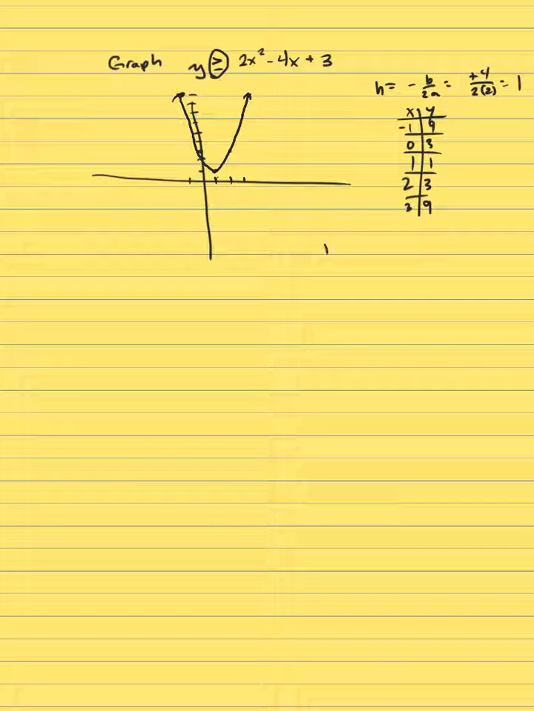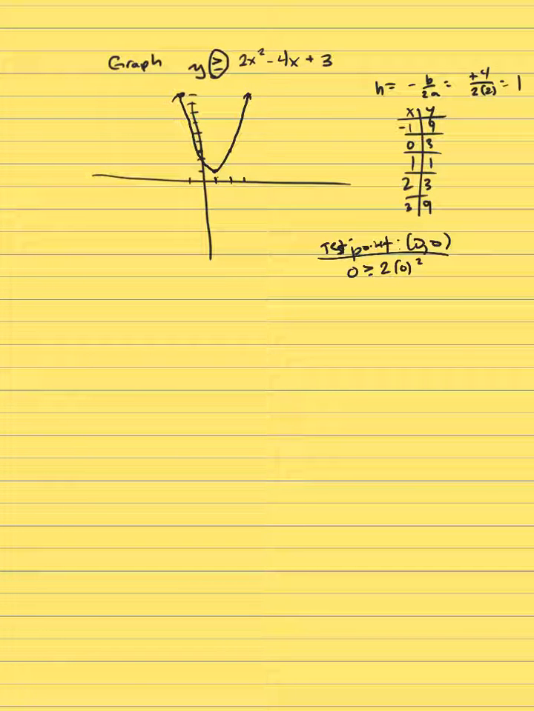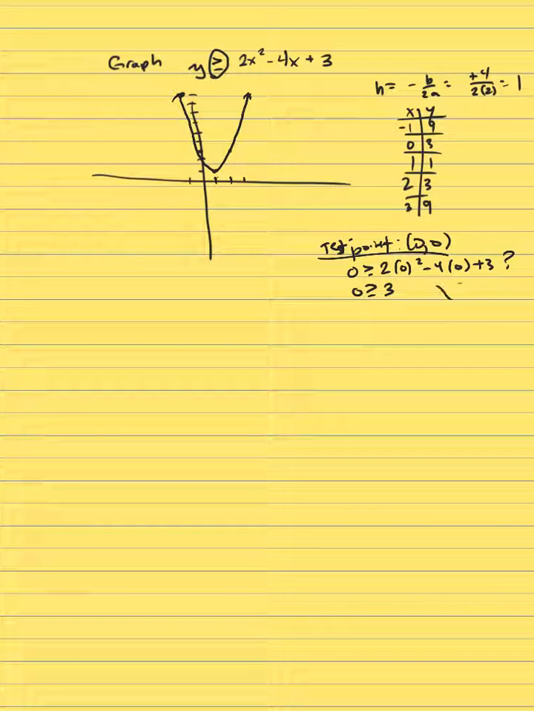And then I'm going to do my test point. My test point here is 0, 0 again, because it's not on the boundary. When I plug that in, I get 0 is greater than or equal to 3. And clearly 0 is not greater than or equal to 3. So that is not true. So I don't shade where the origin is. I shade the other region, which would be inside the parabola. So that's how you graph quadratic inequalities.